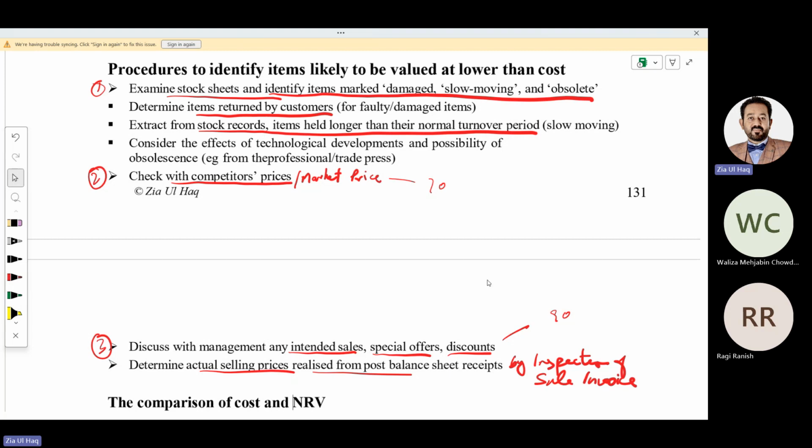So first we need to identify items marked as slow moving, obsolete or damaged from count sheets. We need to check their competitor prices, i.e. market prices, at what price other companies are selling these items. We need to discuss with management their intention to sell them on discount offers, meaning at what price they can sell them, so that we can check in records whether they are stated at that price or not. And we need to inspect sales invoices in the post balance sheet period to determine the actual selling price.